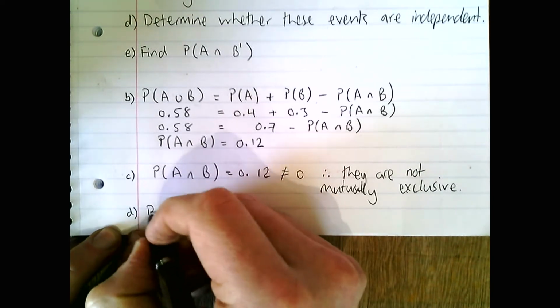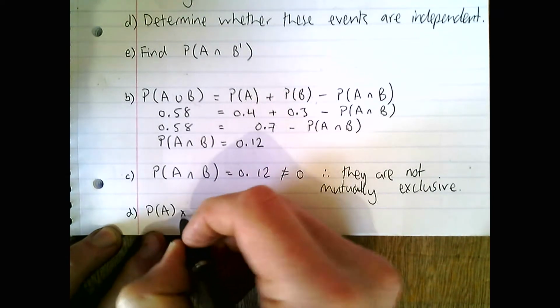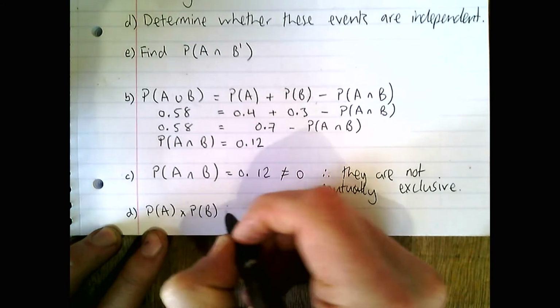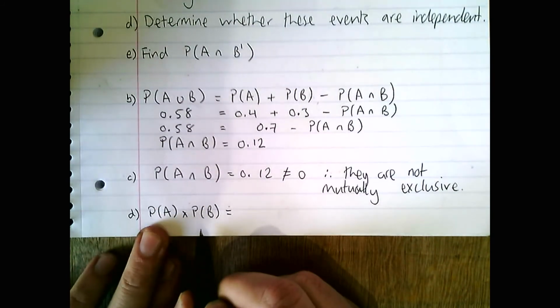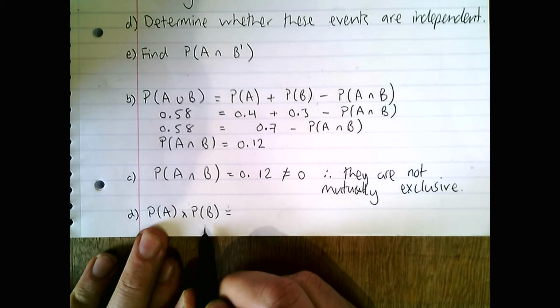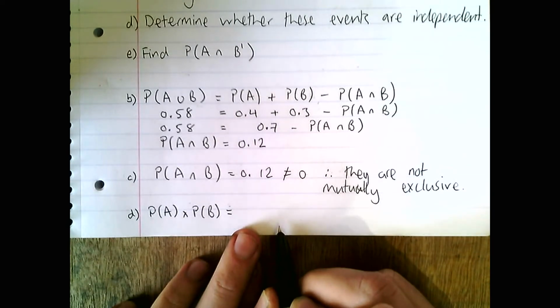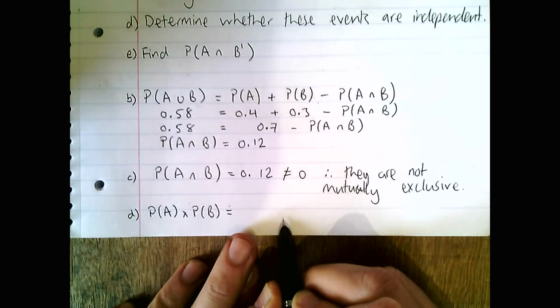So part D, the probability of A multiplied by the probability of B. If when I multiply the individual probabilities together, I get the probability of the intersection, then they are independent. If I don't get the probability of the intersection, then they are not independent.